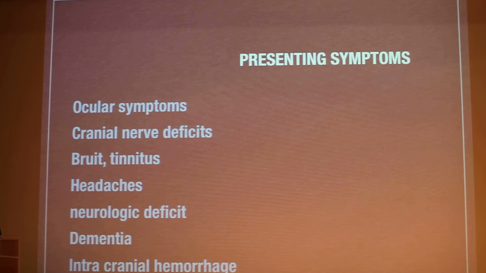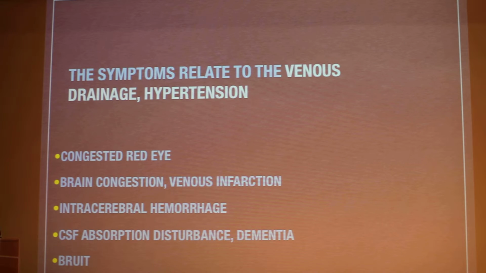And I always feel I'm the only person looking for dural fistula in all those patients. Probably we won't find a lot, but if you find one, it's really exciting. They have high pressure in the venous system and they develop dementia or intracranial hemorrhage. Most of the symptoms are because of the venous hypertension or the venous drainage. So you have a congested eye because of the problems in the cavernous sinus. You're going to have brain congestion, venous infarction, and because of that an intracerebral hemorrhage. You're going to have a CSF absorption problem because of the high pressure in the venous system, so you get hydrocephalus and dementia.